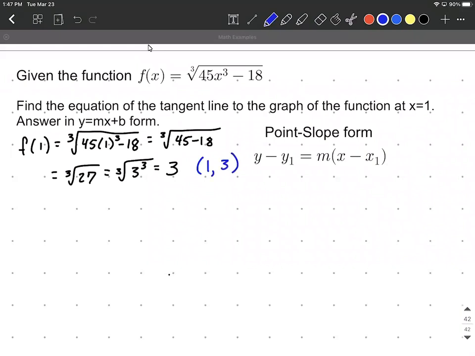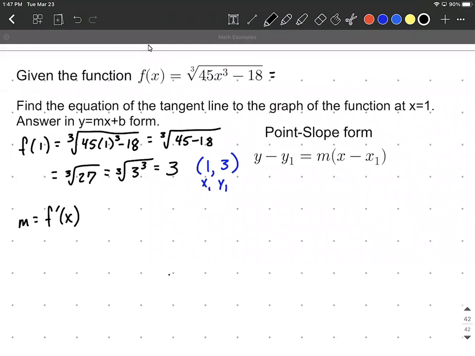So that's going to go as our x1 and y1 when we plug into our point slope form of a line. But next, we need to get the slope of our line. The slope is going to be equivalent to the derivative when we evaluate it at that x value of 1. So we need to calculate the derivative next.